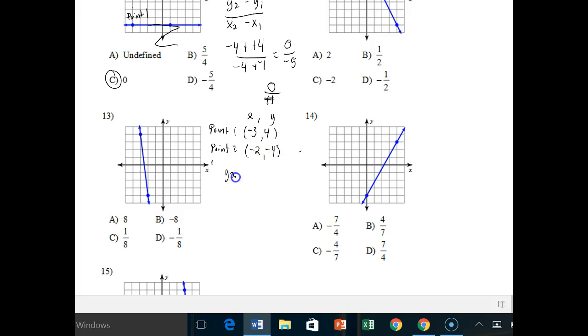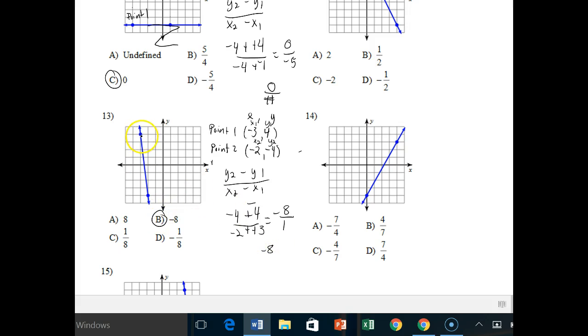Alright, so we're going to do y2 minus y1 over x2 minus x1. Let's make this x1, y1, and x2, y2. So that's going to be negative 4 minus 4 over negative 2 minus negative 3, plus negative plus positive. Negative 4 plus negative 4 is negative 8 over negative 2 plus 3, positive 1. So my slope is negative 8 over 1, which is really just negative 8.